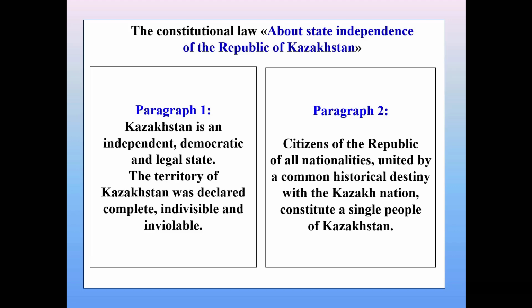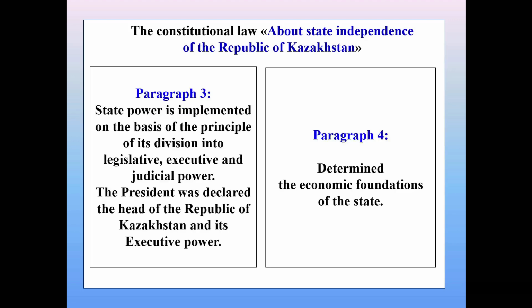Paragraph 2. Citizens of the Republic of all nationalities, united by a common historical destiny with the Kazakh nation, constitute a single people of Kazakhstan. According to paragraph 3, state power is implemented on the basis of the principle of its division into legislative, executive, and judicial power. The president was declared the head of the Republic of Kazakhstan and its executive power. Paragraph 4 determined the economic foundations of the state.